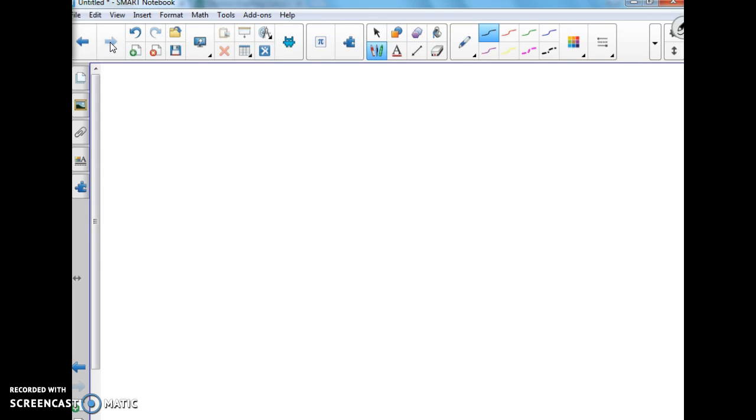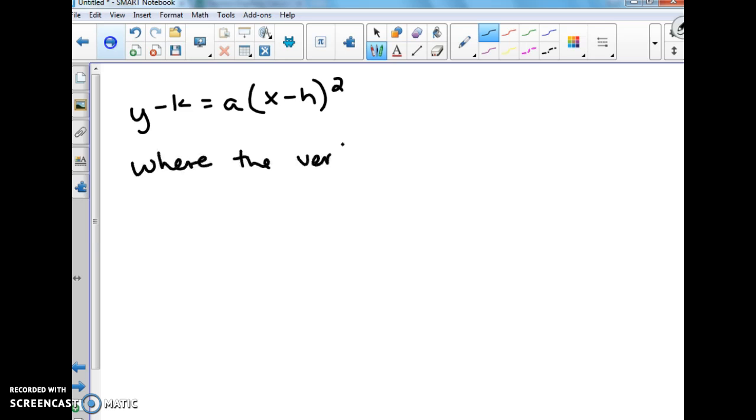So another way to write this is y minus k equals a times (x minus h) squared, where the vertex is at h comma k. So notice that h comma k are opposite of what you see.